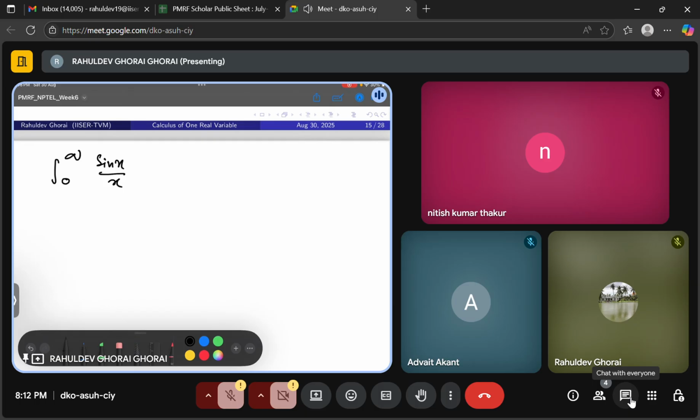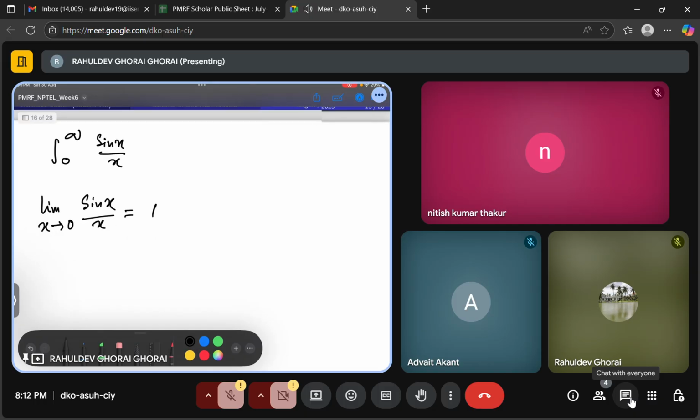So what about the integral of sin x over x from 0 to infinity? How do you check that this is convergent or divergent? What you will see is that the limit as x tends to 0 of sin x over x, we know, is 1. So it has no problem at x equal to 0, and also from 0 to any bigger number it has no issue.